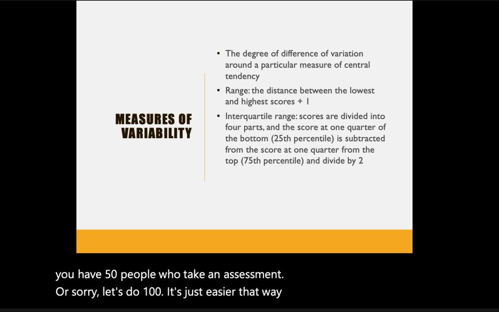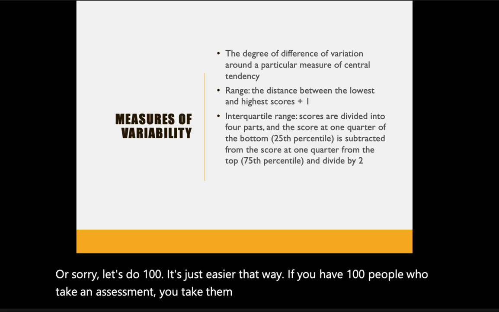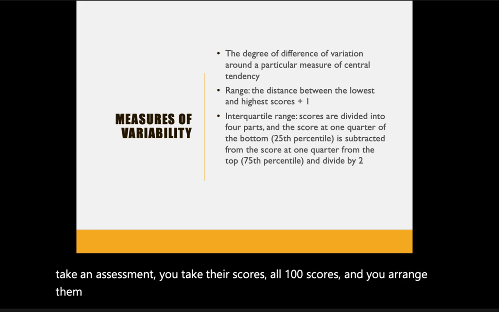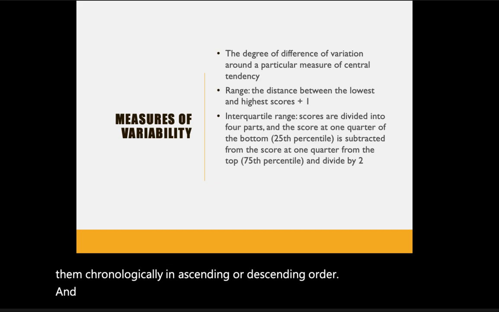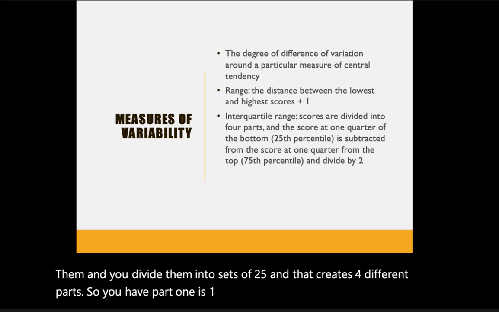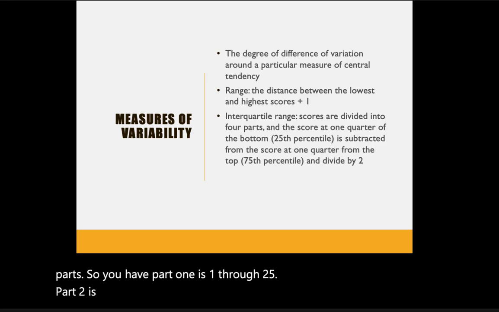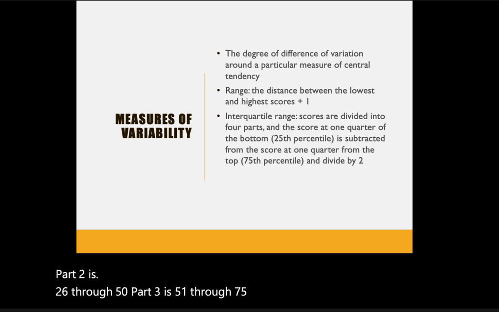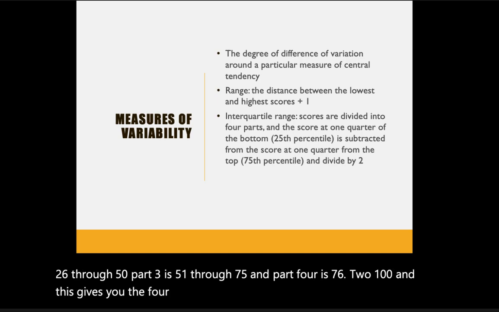If you have 100 people who take an assessment, you take all 100 scores and arrange them chronologically in ascending or descending order. And you divide them into sets of 25, and that creates 4 different parts. So part 1 is 1 through 25, part 2 is 26 through 50, part 3 is 51 through 75, and part 4 is 76 to 100. And this gives you the 4 different parts that have now been arranged.